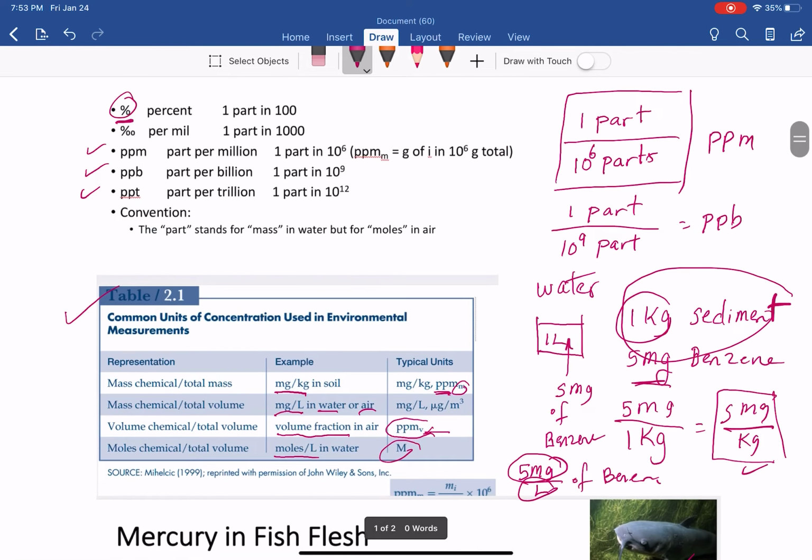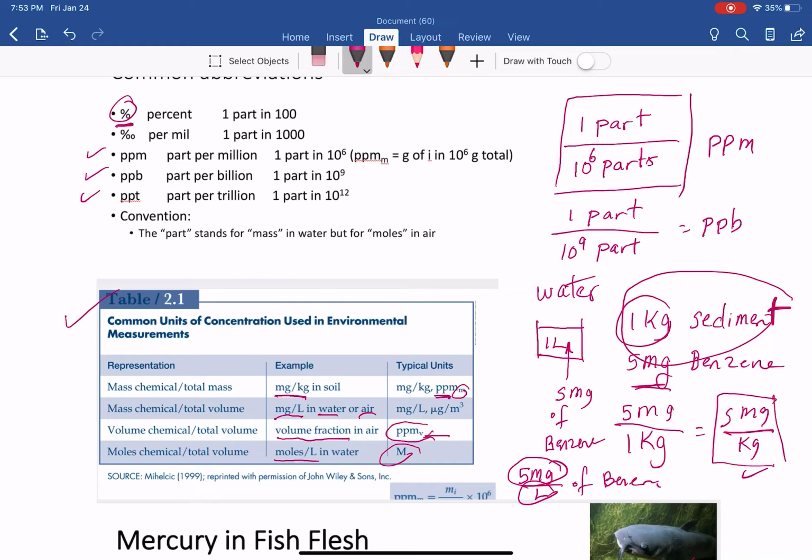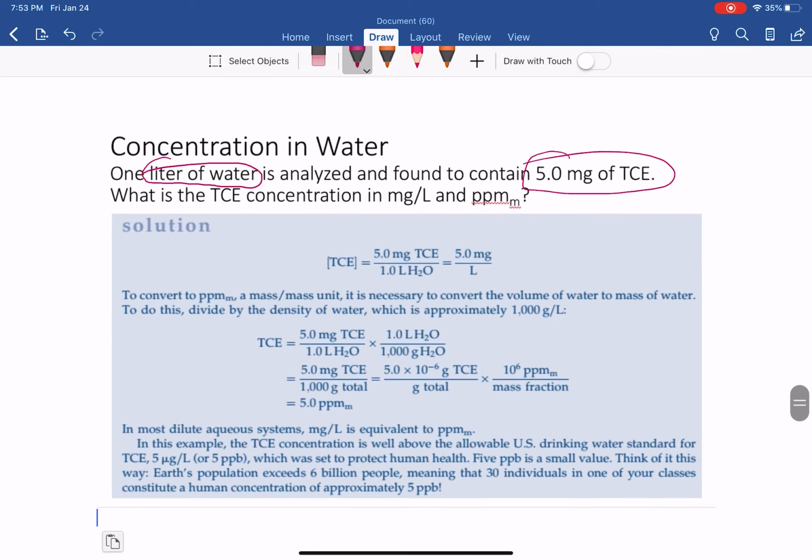The second part of the table here, we did find this one, milligram per liter for water. So we have milligram and you have 1 liter. You took a 1 liter sample and you found out that this 1 liter sample has 5 milligram trichloroethylene. Okay? So you divide 5 milligram over 1 liter. So 5 milligram over liter, and that is the first one, 5 milligram TCE over 1 liter H2O, because that was found in the water.